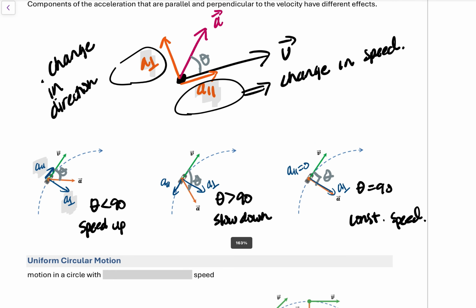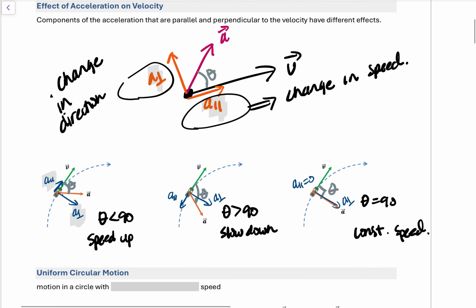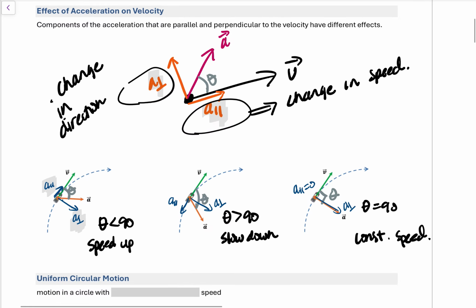So by just looking at the relative positioning of the acceleration and velocity vectors relative to each other, we should be able to describe that impending motion, right? What's coming next? Is the direction going to change? And if so, which direction is the object going to move in? And then also, is it going to be speeding up or slowing down?